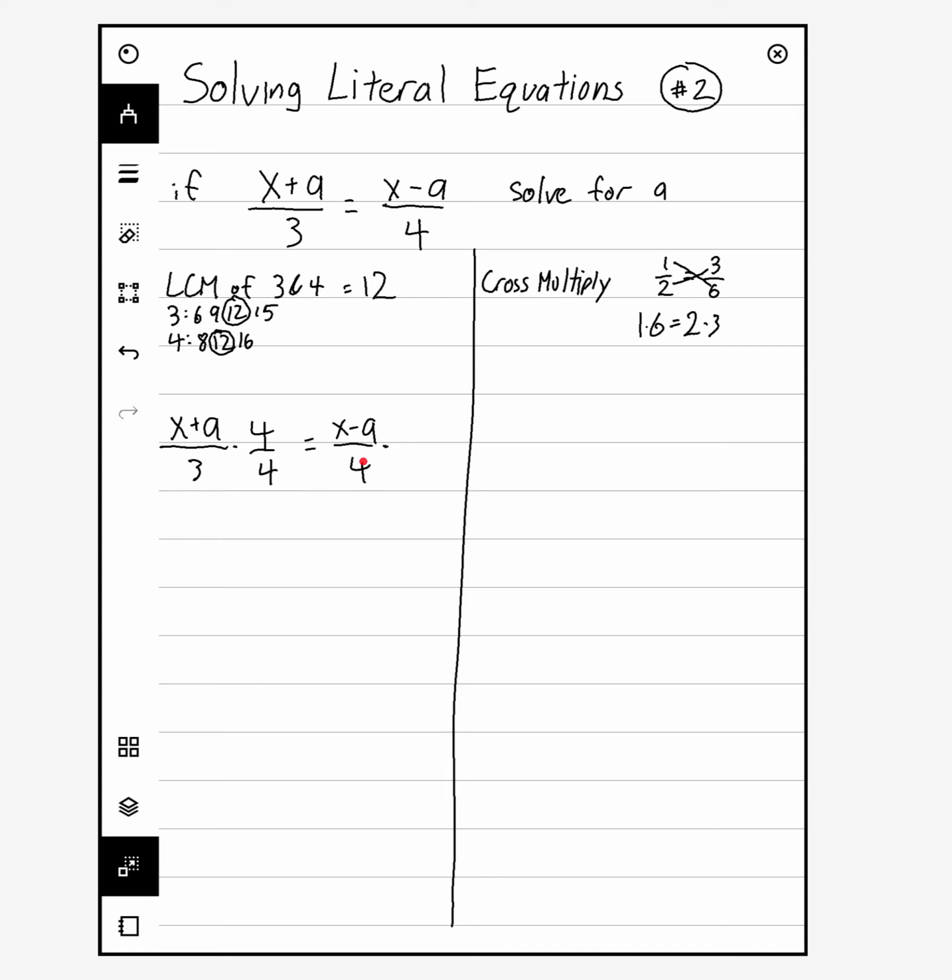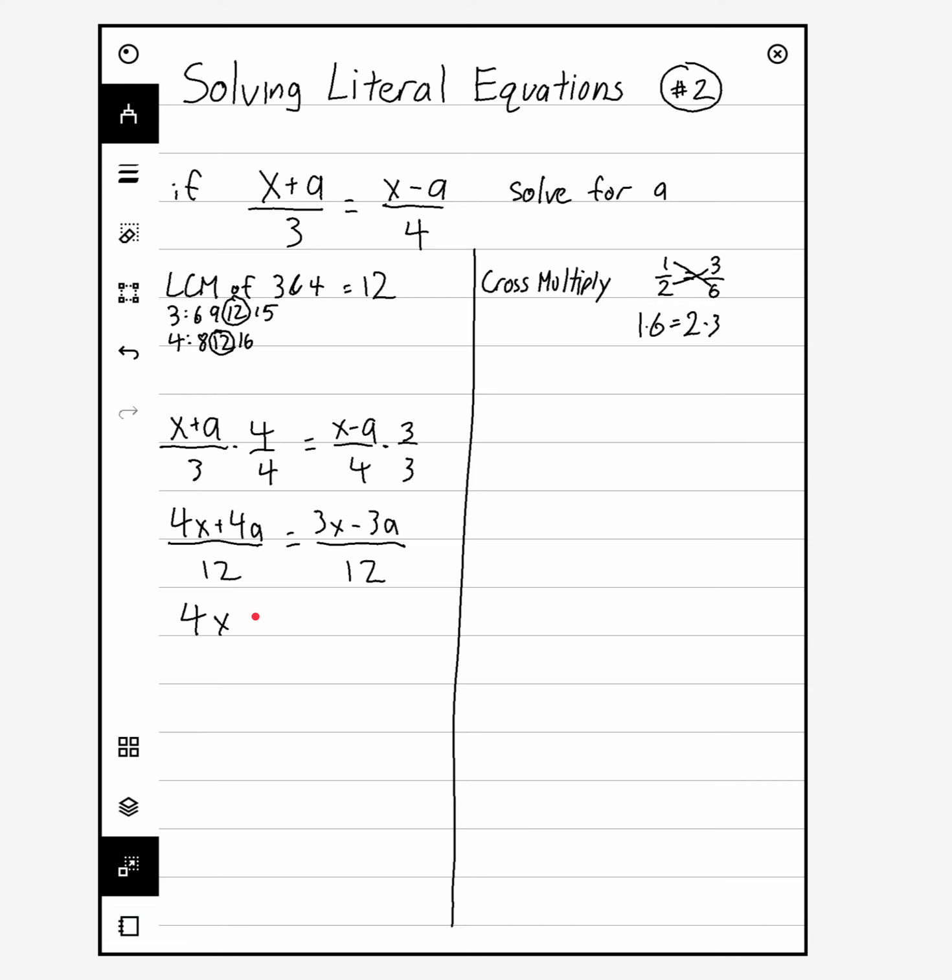Now to get this one over 12, we're going to have to multiply it by 3. So we're going to do times 3 over 3. And if I distribute the 4 into the x plus a, I'm going to get 4x plus 4a over 12 is equal to 3x minus 3a over 12. Okay, now that we have the same denominator on the bottom, we can subtract them.